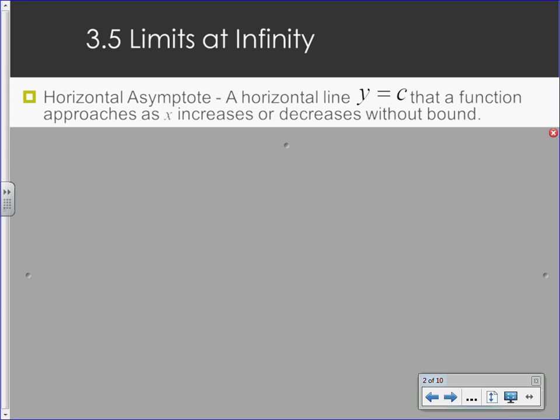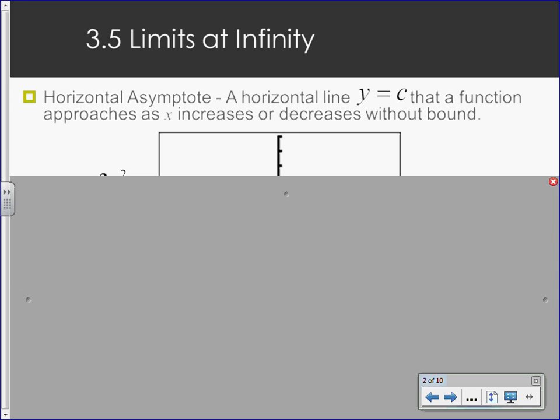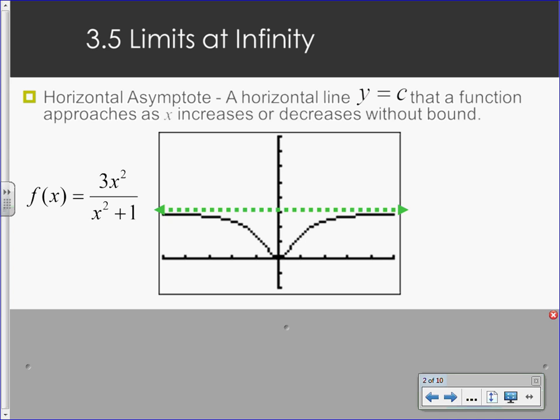Yesterday we evaluated limits that equaled infinity. Today we're going to evaluate limits as x goes to infinity or as x goes to negative infinity. Basically, we're talking about the behavior of the graph. So here I have a graph with my horizontal asymptote. Our horizontal asymptote is here at y equals 3.